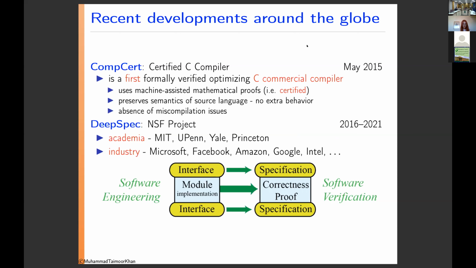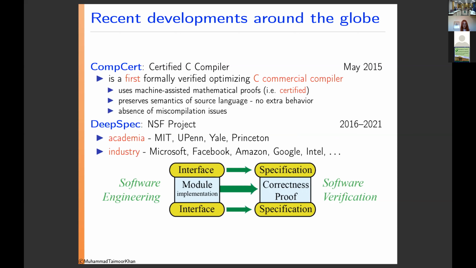And more recently, there has been a new project. I was also part of that when I was a postdoc at MIT. The project started back in 2016, and it is going to finish in 2021. This is a very big project, DeepSpec, a joint effort of academia, premier institutes like MIT, UPenn, Yale, Princeton, and also industry, software and hardware companies like Microsoft, Facebook, Google, and on the hardware side, Intel. They are focused on transforming the current software engineering way of thinking and developing systems, where we have the interfaces.